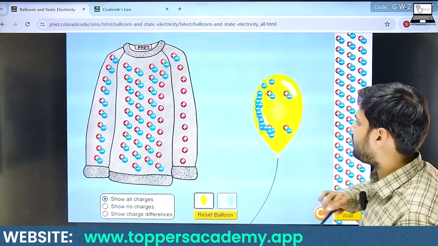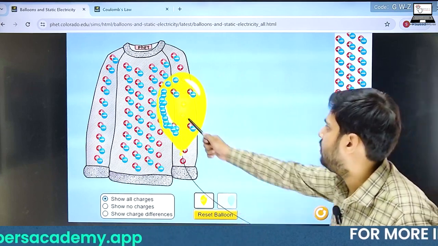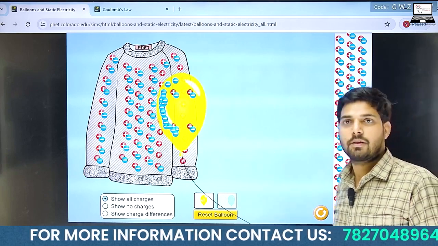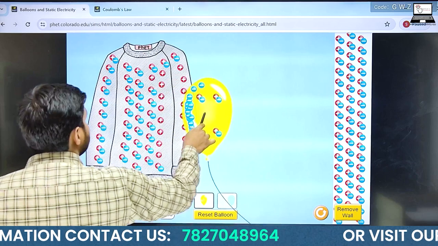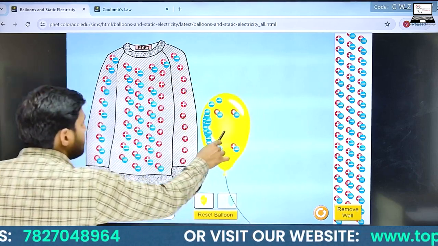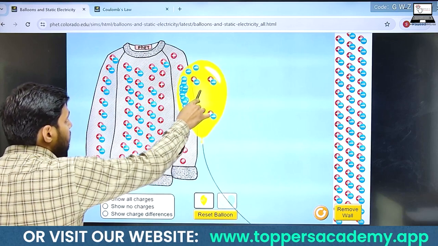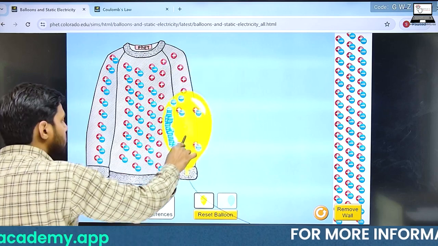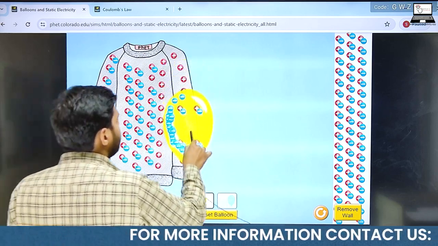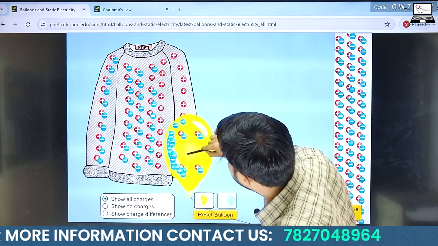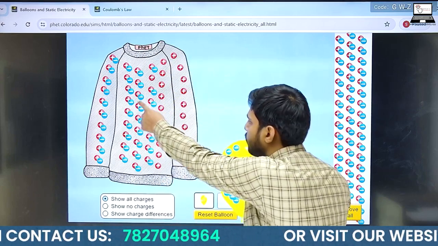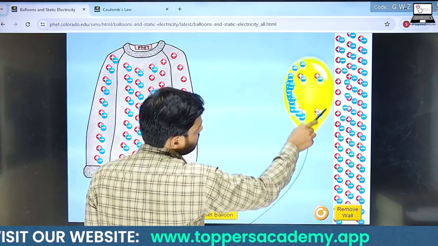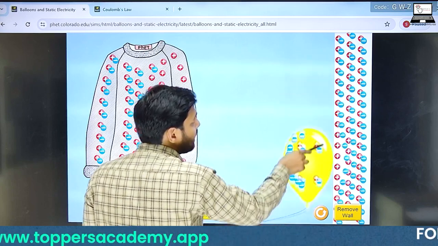Now let us say if we just leave it here, it is attracting by the charges. Clear? It is attracting. Now if we do what? See, this is an insulator. So in an insulator, electrons cannot move. We are taking it very close to the insulator, but the electrons are not moving. But if we do the same in conductors, you can see that electrons can move internally.